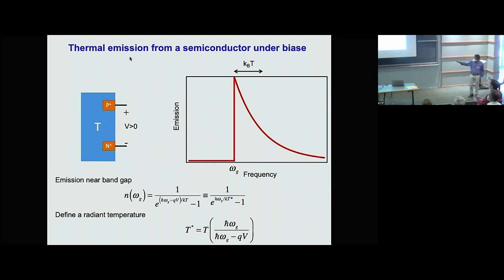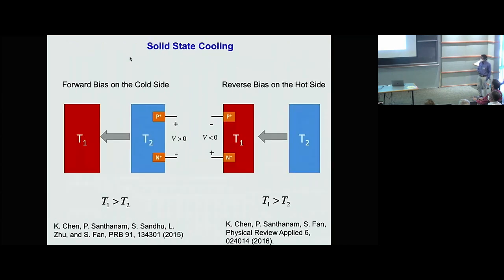This radiant temperature is related to the thermodynamic temperature, the band gap of the semiconductor, but most importantly, the voltage that you apply to the semiconductor. So by controlling the voltage here, you have a knob, and a very substantial one, in changing the effective temperature of the semiconductor. And that gives you, for example, very interesting opportunities associated with solid-state cooling.